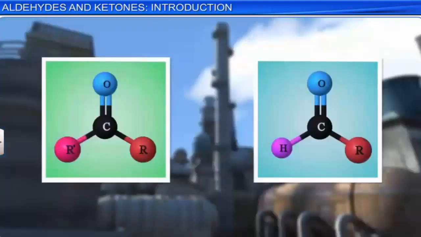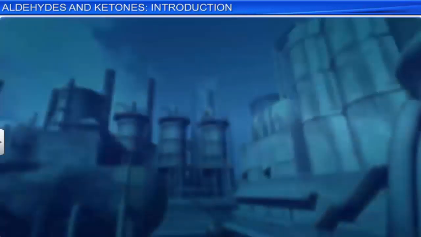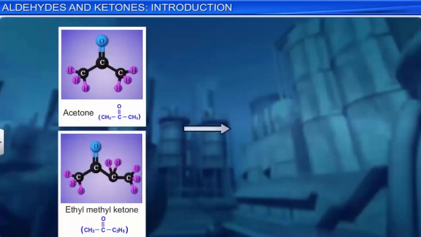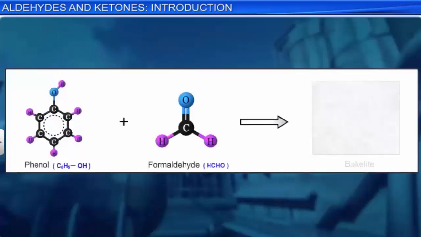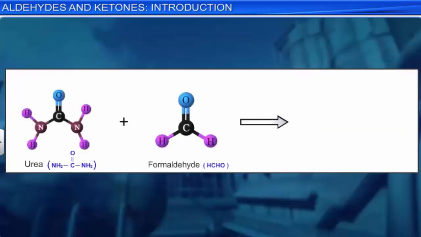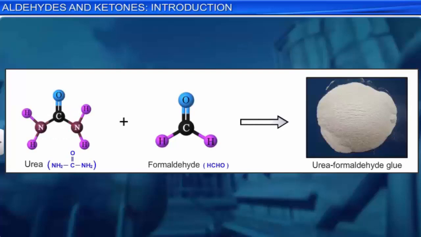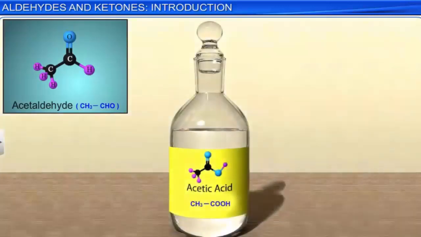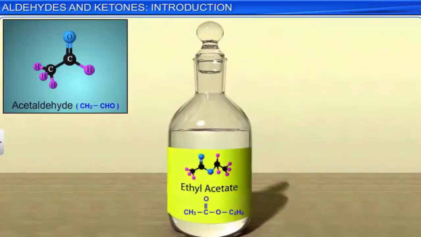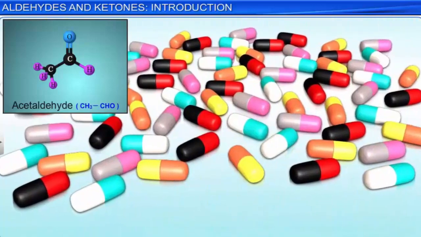These compounds have considerable industrial significance. They are used as solvents and as starting material for the synthesis of several other products. For example, acetone and ethyl methyl ketone are common industrial solvents. Formaldehyde is used to prepare bakelite, urea formaldehyde glues and other polymeric products. Acetaldehyde is chiefly used as starting material for the synthesis of acetic acid, ethyl acetate, drugs, and polymers.